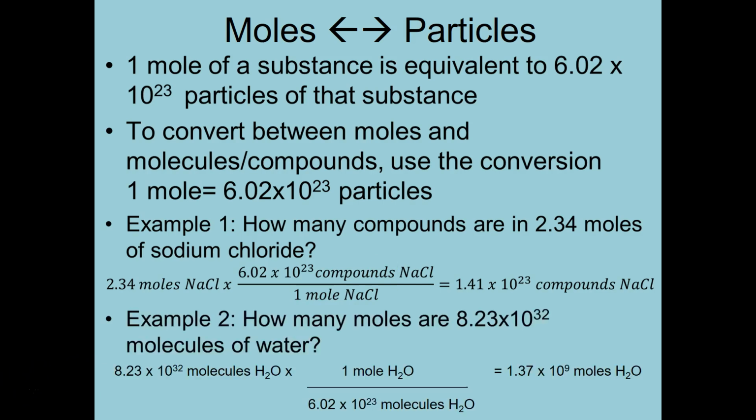We can do the problem in the opposite direction as well. How many moles are in 8.23 times 10 to the 32 molecules of water? So we put our 8.23 times 10 to the 32 molecules of water up first. This time we're going to flip the conversion factor in the other way because we want molecules to cancel out. So 6.02 times 10 to the 23rd molecules on the bottom, 1 mole on the top, and it will equal 1.37 times 10 to the 9th moles of water.